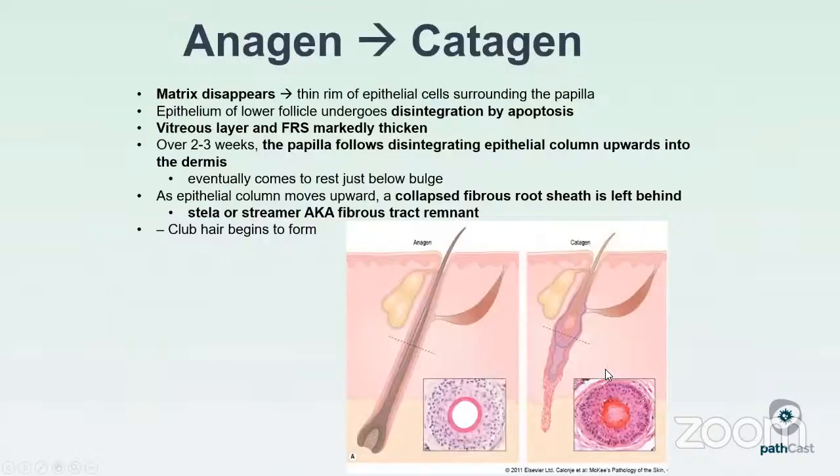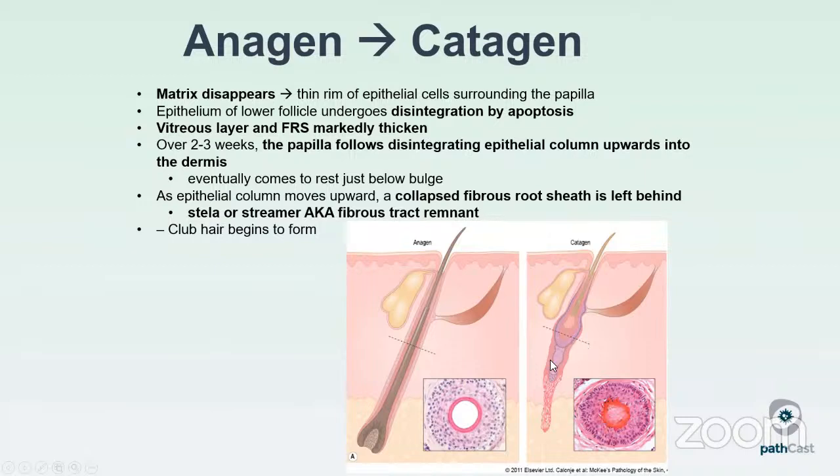but they both have the same kind of structural quality. As we switch from anagen to catagen, the matrix starts to disappear, the matrical cells. A thin rim of epithelial cells surrounds the papilla. The epithelium of the lower follicle undergoes disintegration by apoptosis. The vitreous layer and fibrous root sheath markedly thickened.